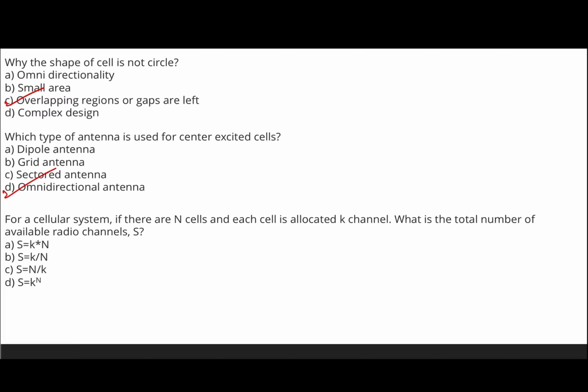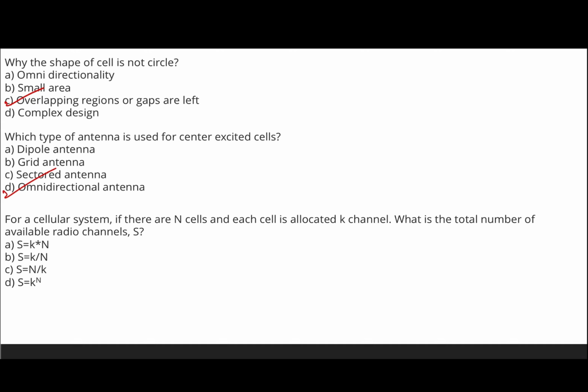Next question. For a cellular system, if there are n cells and each cell is allocated k channels, what is the total number of available radio channels S? Option A, S is equal to k into n. Option B, S is equal to k by n. Option C, S is equal to n by k. Option D, S is equal to k raised to n.